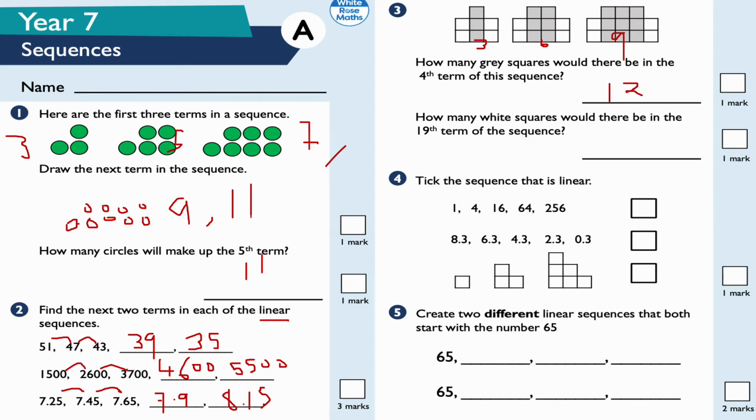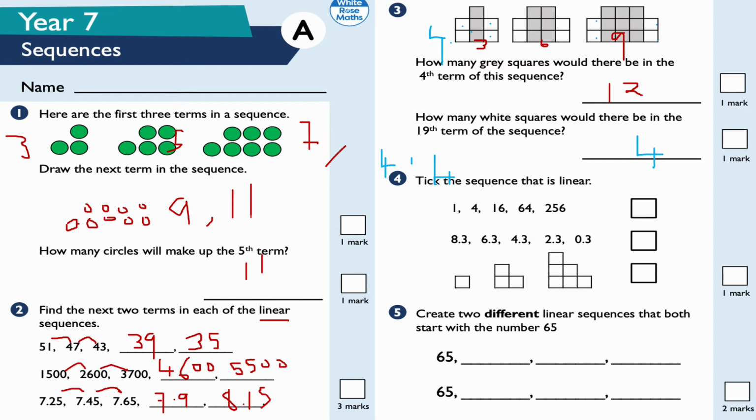Okay, so how many white squares would there be in the 19th term? So the first one has 4 white squares. Okay, so let's just write like a little note here. So 4 white squares. Okay, so the white squares just stay fixed here. So there'll be 4 white squares in the 19th one, because it doesn't actually change. It's just the number of grey ones that change.